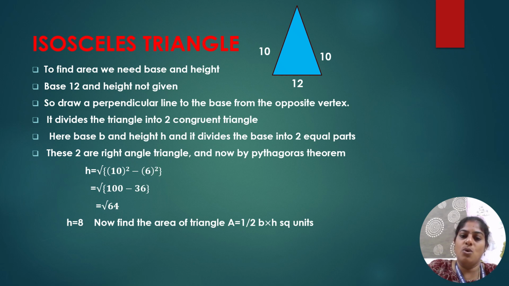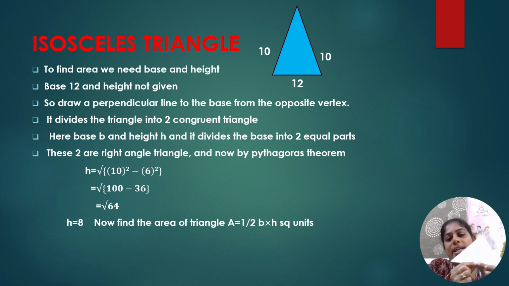Because you know only the base, and the height is not given. So you have to find the height first. After that only you can substitute into your area of triangle as half into b into h. Okay. Just consider this as a triangle. So the entire base value is 12. The height is not given.